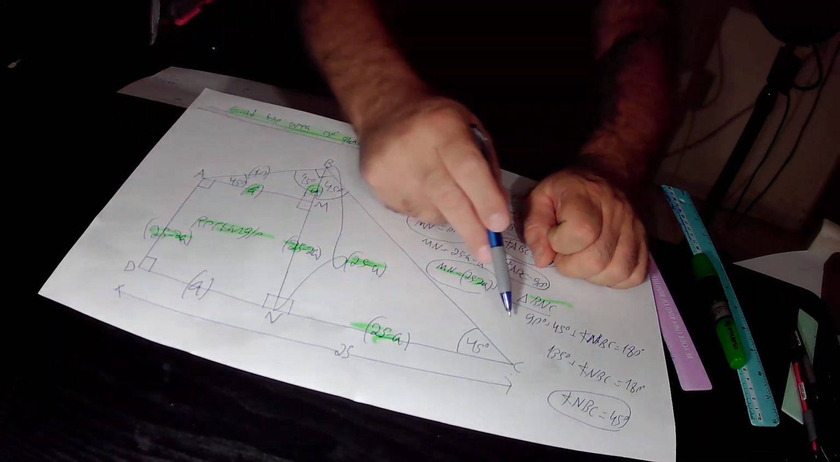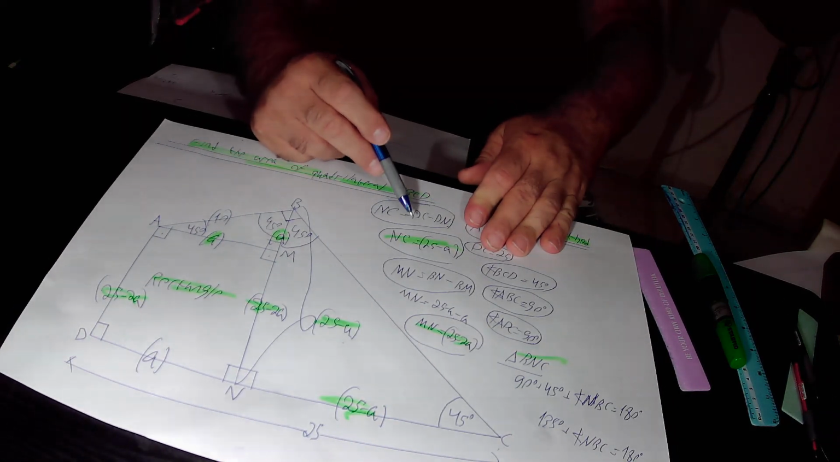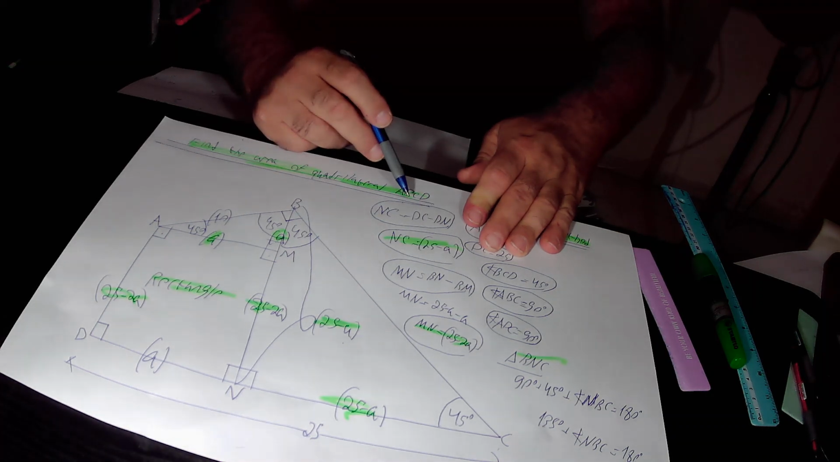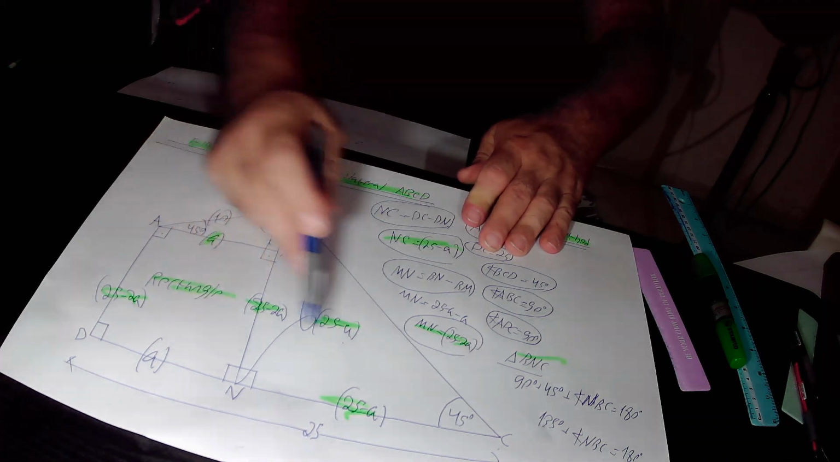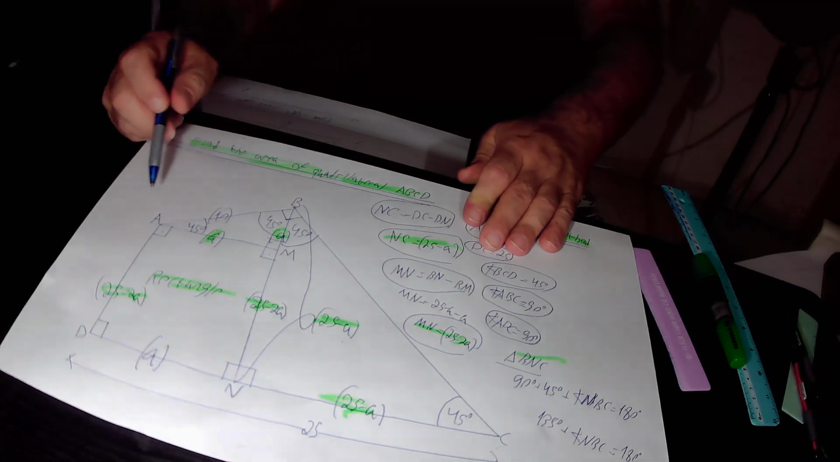NC equals DC minus DN. So NC equals DC, that is 25, minus DN, that is A. So in total, NC equals 25 minus A units in its length.